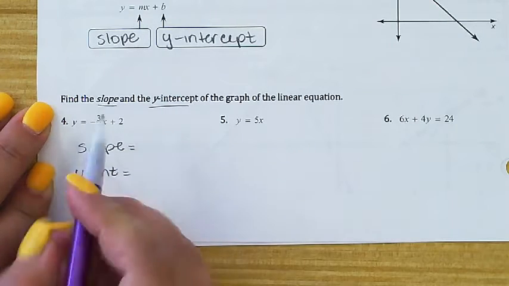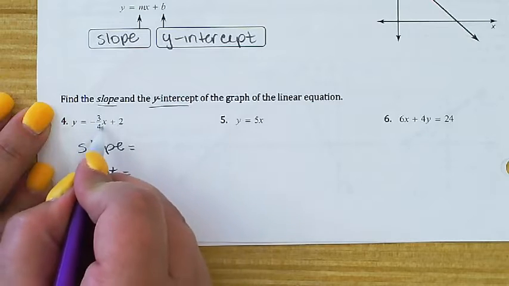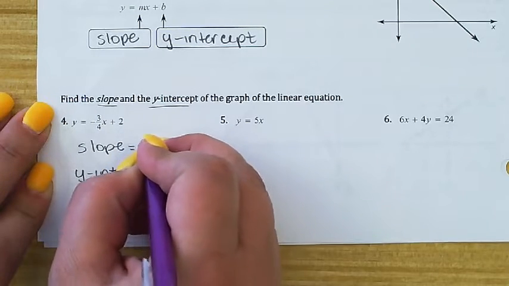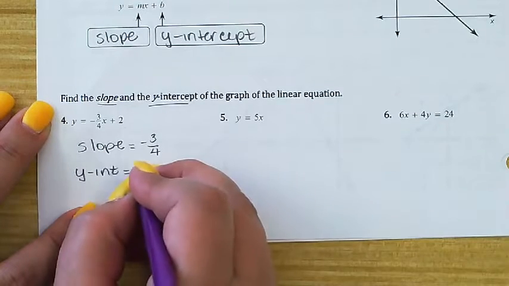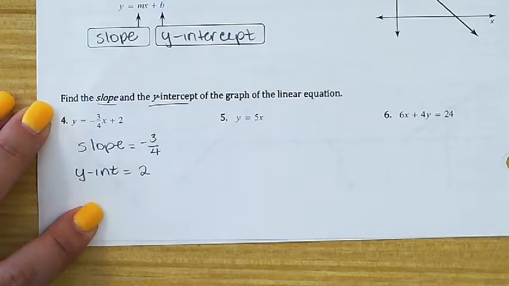as long as we know where to look here, we can see, hey, the slope is always going to be attached to x, so that is going to be -3/4, and the y-intercept is going to be the number that is added or subtracted, but it's not connected to x. That's 2 in this case.